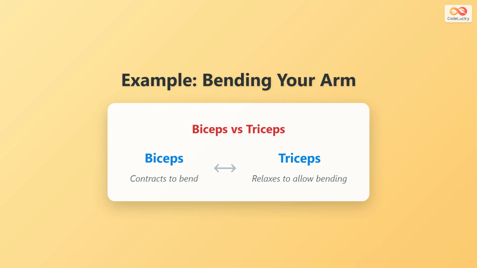Let's look at a practical example: bending your arm at the elbow. When you want to bend your arm, your biceps muscle, located on the front of your upper arm, acts as the agonist. It contracts and pulls your forearm upward. At the same time, your triceps muscle, located on the back of your upper arm, acts as the antagonist. It relaxes to allow your arm to bend. When you straighten your arm, the roles reverse. The triceps contracts while the biceps relaxes.